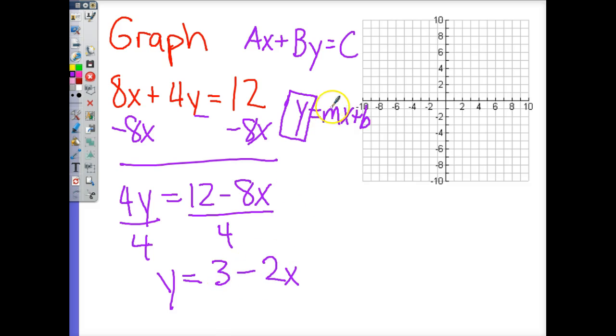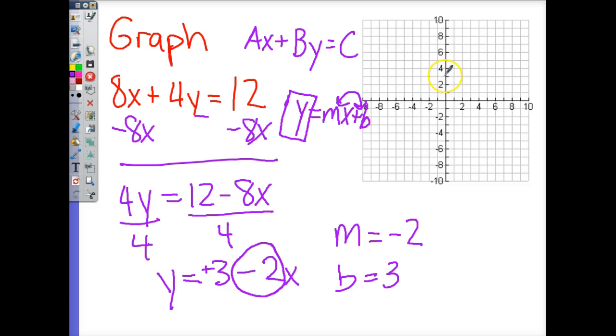Now this is a little switched. These are switched, but still the same thing. M is the coefficient of x. Do not forget that it's negative here. The sign, negative 2. And this would be a positive 3 for b.